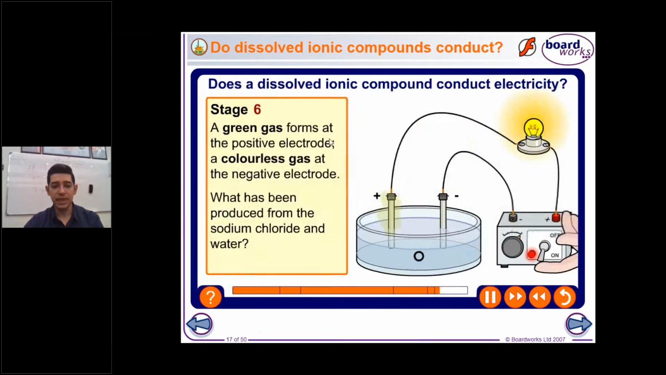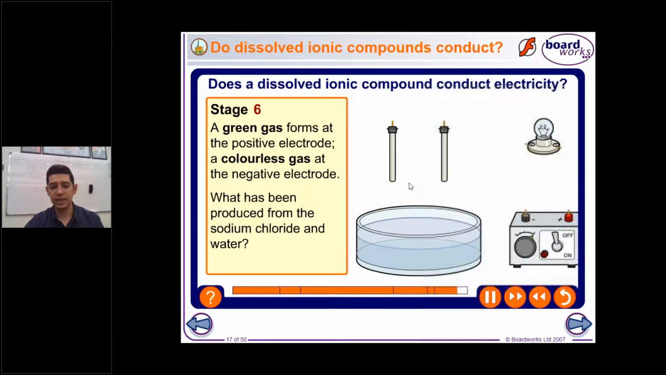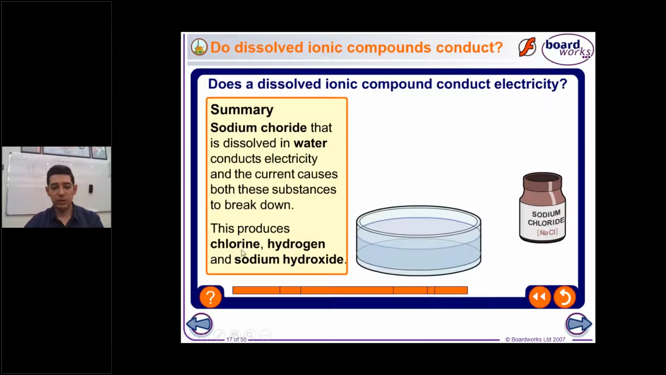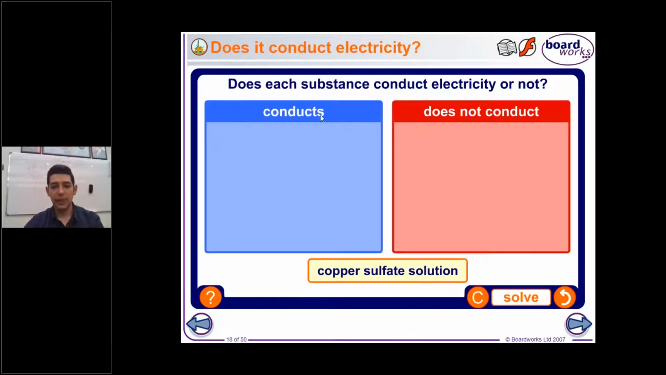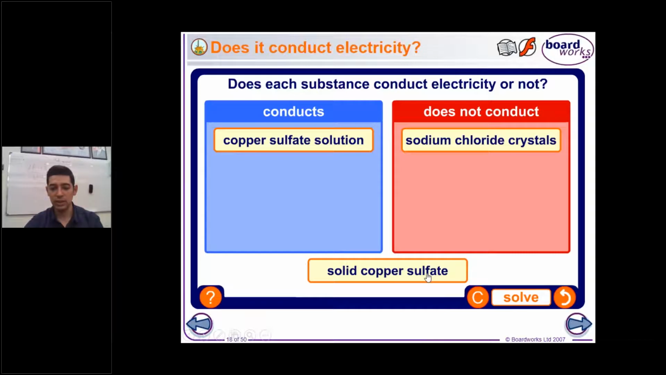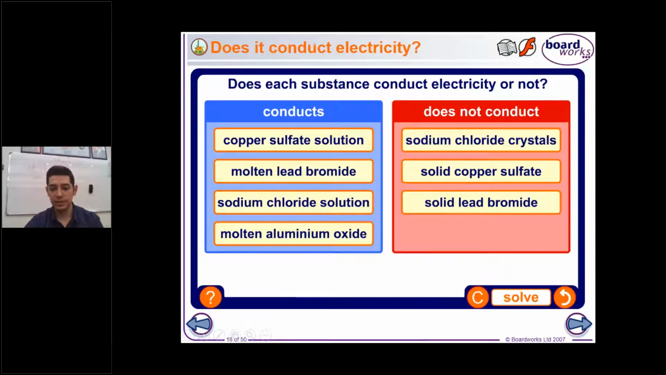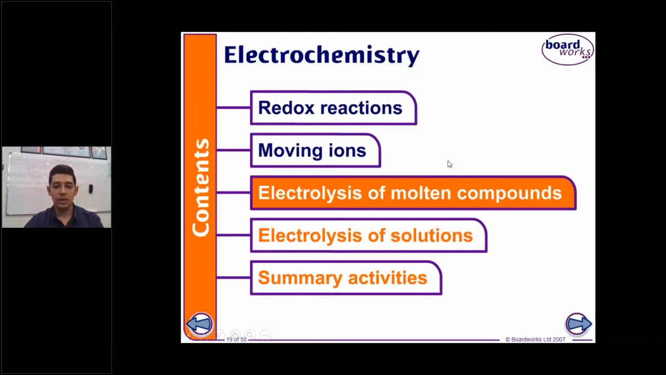So green gas forms at the positive electrode and a colorless gas forms at the negative electrode. So you produce chlorine, hydrogen, sodium hydroxide. We will talk about them further. So that is conductivity. Now copper sulfate solution conducts. Crystals do not, because crystal means solid state. Solids do not. Molten, yes. Solution, yes. So this is the easiest way to identify whether ionic compounds conduct electricity or not.